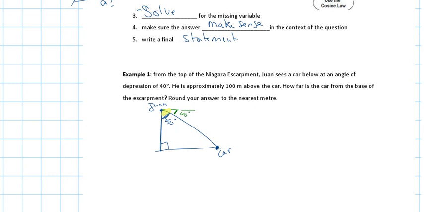One is approximately 100 meters above the car. So that's his height, because the car is on the horizontal line, so 100 meters is above that horizontal line. The question is asking how far is the car from the base of the escarpment. So this is where the base is, and this is where the car is. So what am I looking for? What am I solving for?